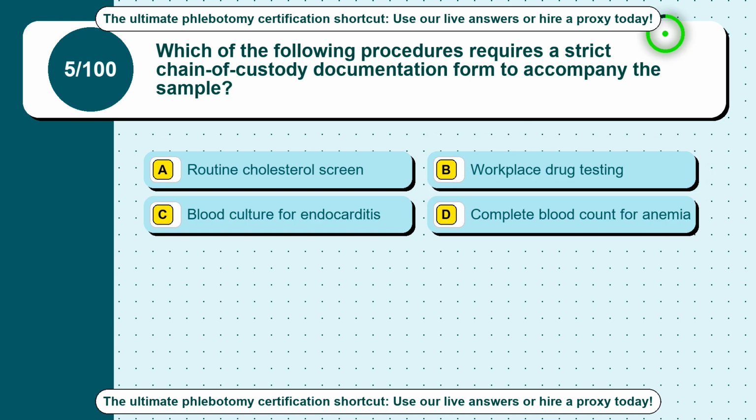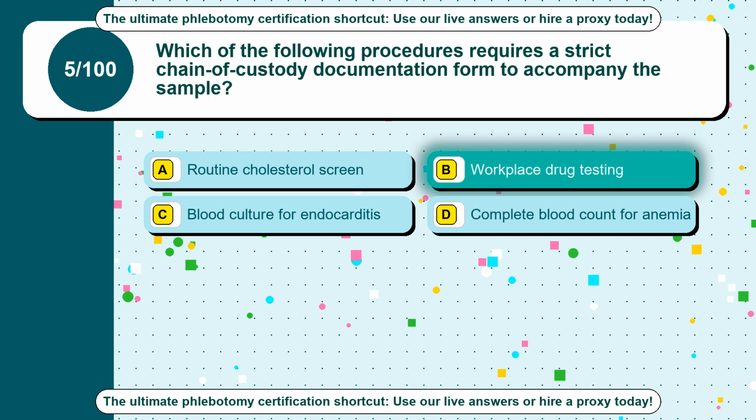Question 5. Which of the following procedures requires a strict chain of custody documentation form to accompany the sample? Option A. Routine cholesterol screen. Option B. Workplace drug testing. Option C. Blood culture for endocarditis. Option D. Complete blood count for anemia. The correct answer is option B.